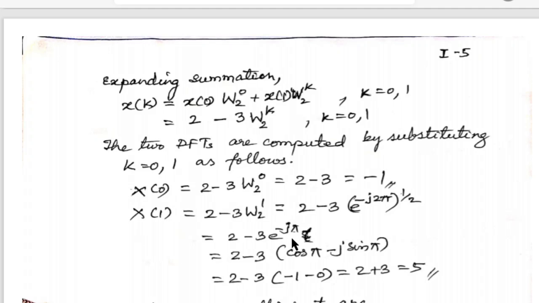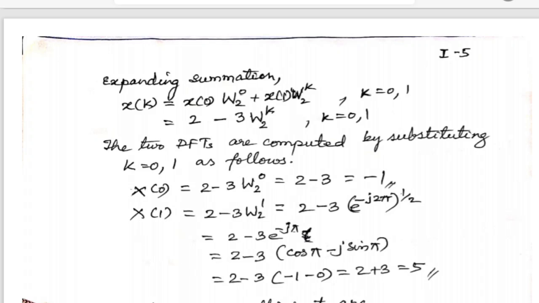So calculate the value of e raised to minus j pi. Accordingly we will write this e raised to minus j pi in this form, cos pi minus j sin pi. Use that and find the value of this term. So I will get 2 minus 3 into bracket, cos pi is minus 1, sin pi is 0. So minus 1 minus 0 happens to be minus 1. So minus 1 multiplied with minus 3 happens to be plus 3. So total it will be 2 plus 3 equal to 5.